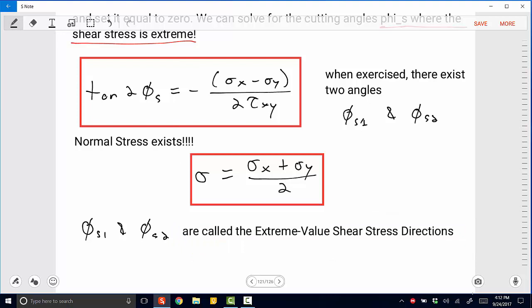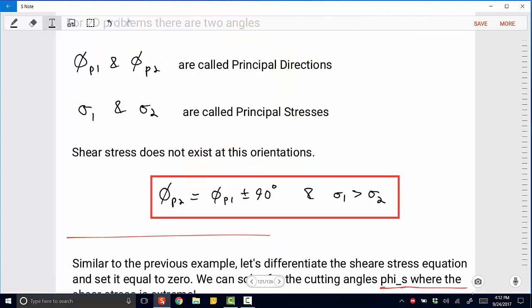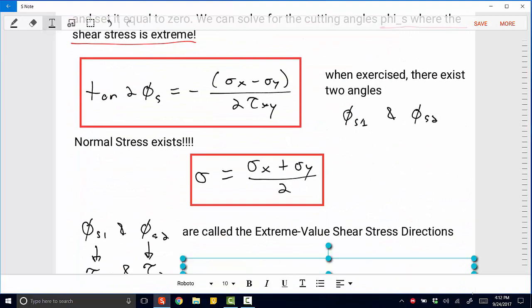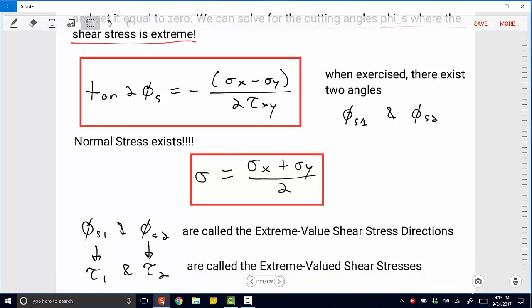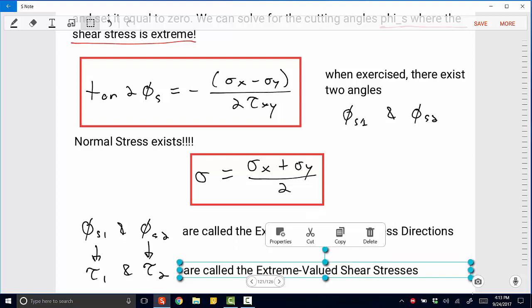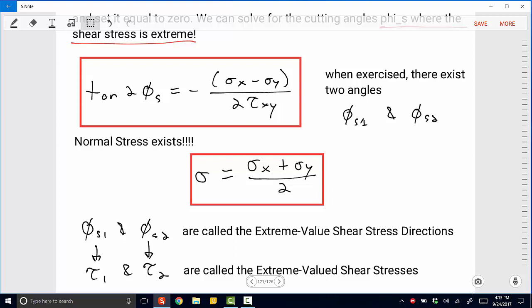And associated with those, if we were to evaluate each of those, so take those angles and plug them back into our equations for normal and shear stress, we'll find a tau 1 and a tau 2, which are called the extreme value shear stresses, right? So each of those is associated with the angles that we find with phi S1 and phi S2.